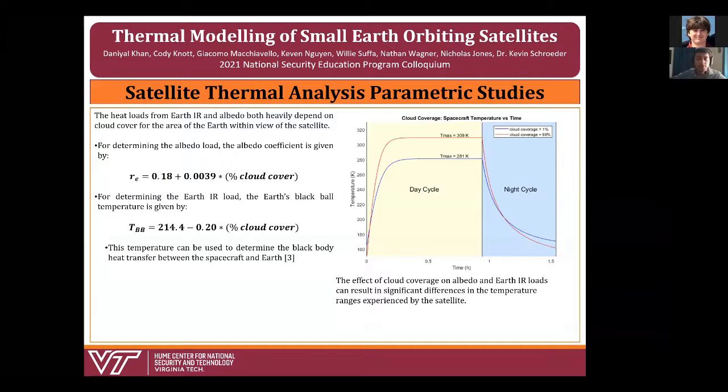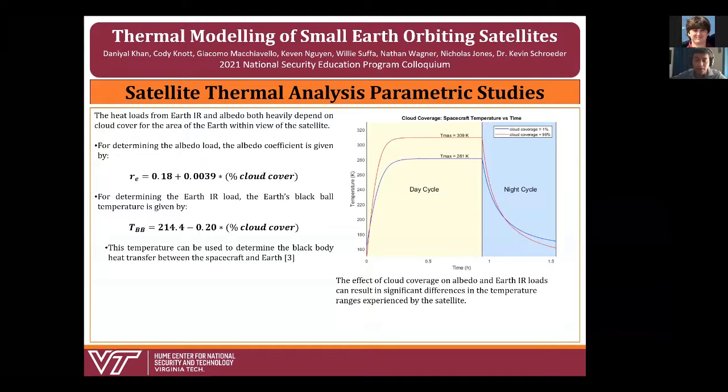Hello, this is Daniyal, and today I'll be discussing cloud coverage. Cloud coverage plays an important factor in determining the temperature of the spacecraft. Two of the three main sources of heat transfer for the satellite, albedo and Earth's IR, heavily rely on how cloudy the Earth is. Our albedo will increase if there are more clouds present, as the clouds will reflect the solar beams back to the spacecraft, creating a mirror effect. On the other hand, Earth's IR is inversely proportional to the cloud coverage.